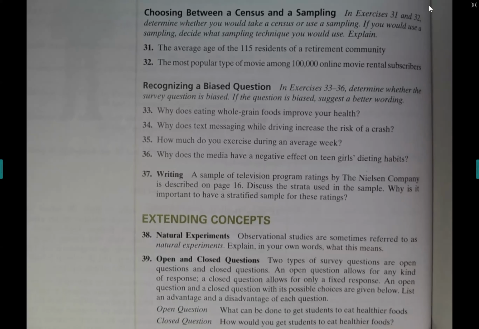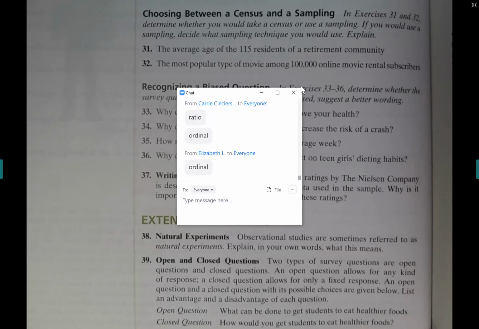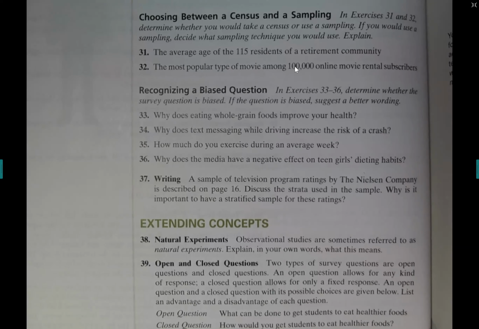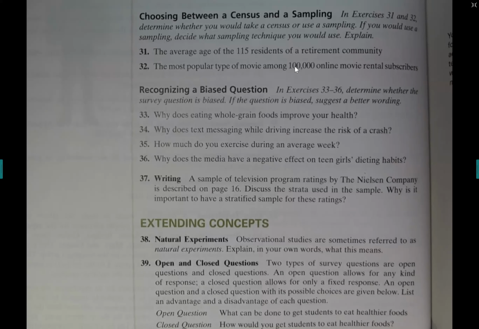Why does eating whole grain foods improve your health? It looks like an answer. That's right. You are suggesting to the person that eating whole grain food improves your health. It would be better if we asked, do you think eating whole grain foods improves your health? Exactly. You're implying here that eating whole grain food is good, and you're not even giving the person a chance to argue that. So that is a biased question, although it's a good bias here.